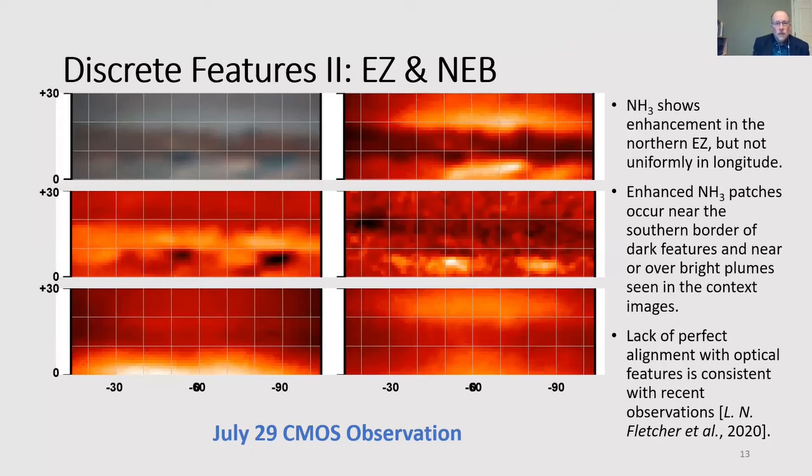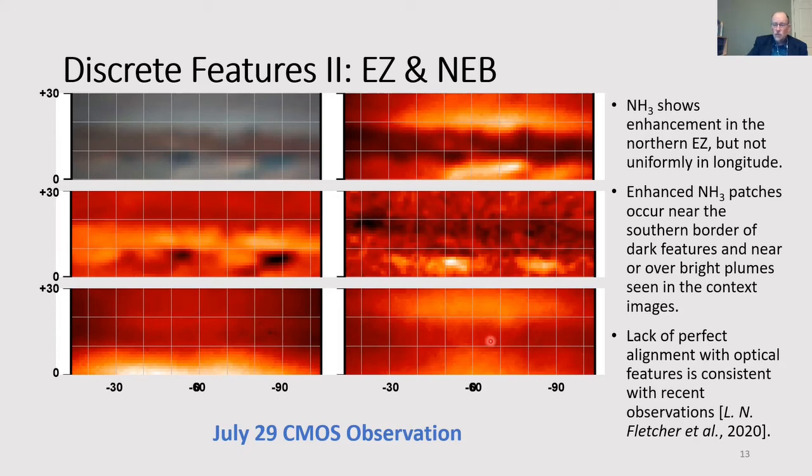So now we'll look at some of the discrete features a little bit more closely. And first we'll look at the equatorial zone and the north equatorial belt. Here, these are the features that I showed in the previous slide, these enhancements just above the equator. And then you can see these bluer regions which correlate to the dark features in visible light. You can see those dark features here and here, and you can see kind of a bright plume here. You've got the methane image here and near ultraviolet image here.